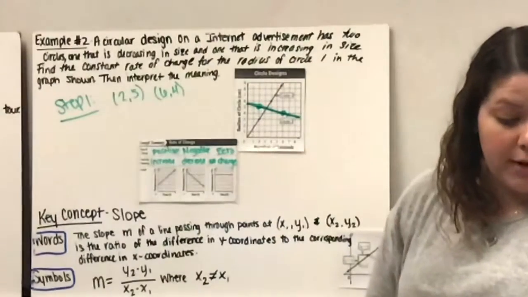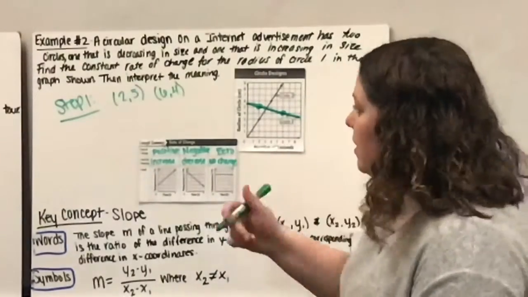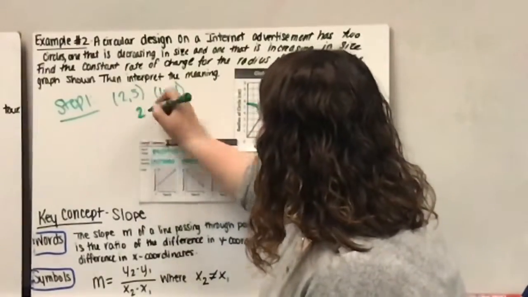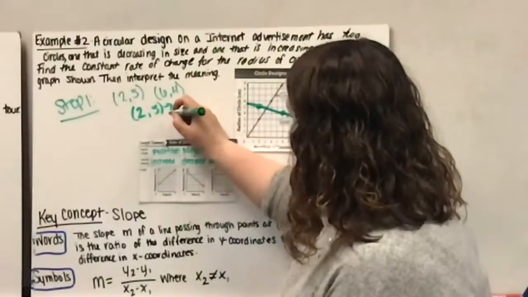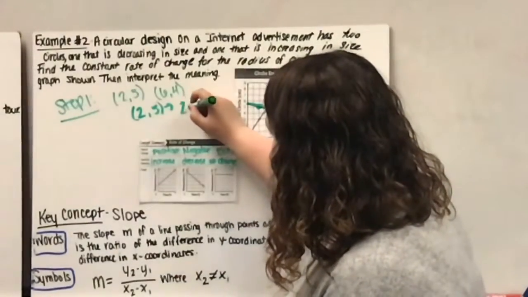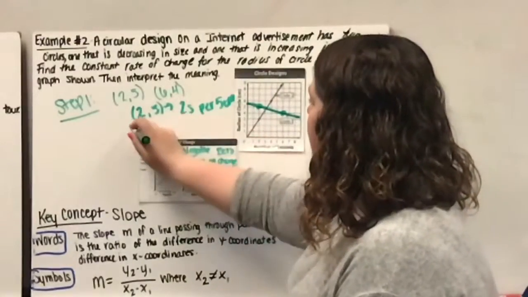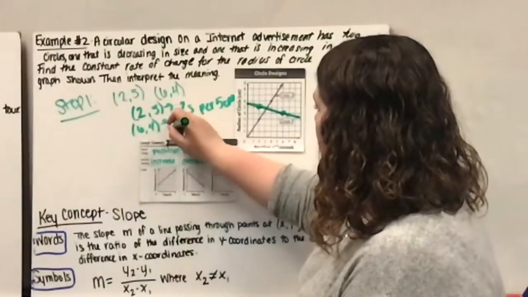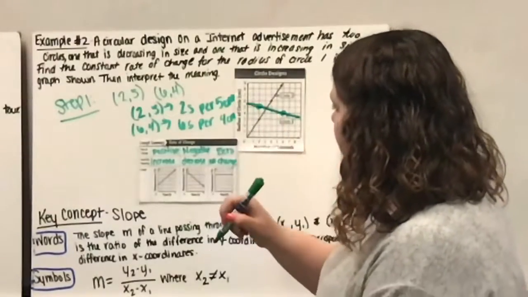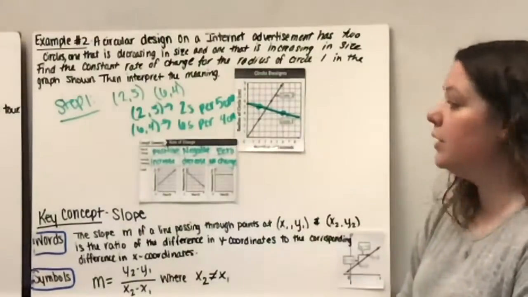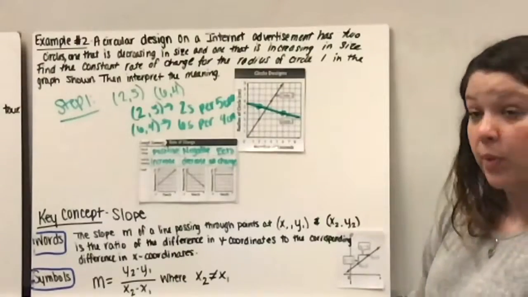All right? And then what we're going to do is we're going to interpret what they mean. Well, this one means the 2, so 2/5 represents 2 seconds per 5 centimeters, and then the 6/4 represents 6 seconds per 4 centimeters, okay? So 2 seconds per 5 centimeters and 6 seconds per 4 centimeters. So we're going to have to find the rate of change between the points.